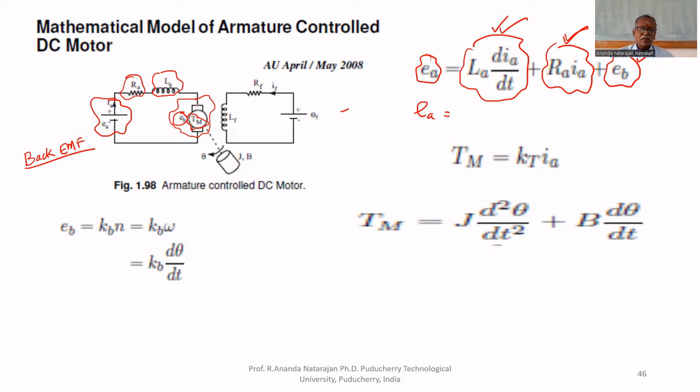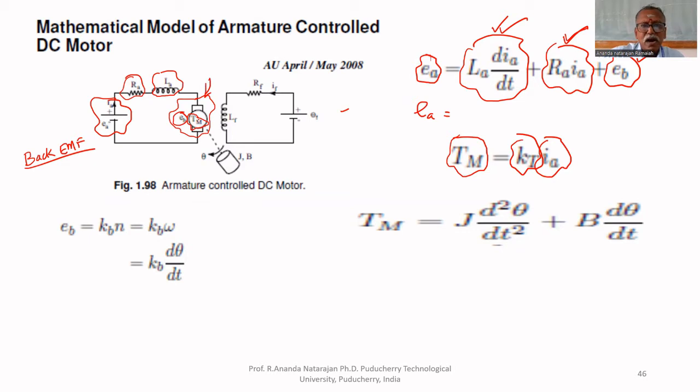What is the torque developed in the armature? The mechanical torque developed in the armature is proportional to the armature current. To make it equal, we use the constant KT. So TM equals KTIA. That is the mechanical torque developed in the armature.